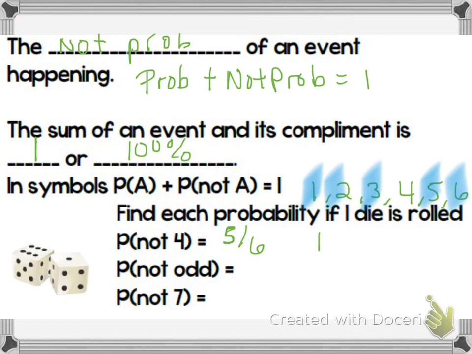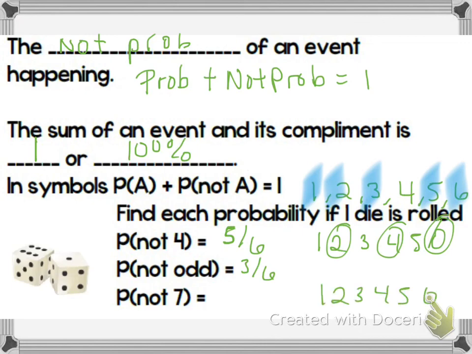Okay, I'm going to do it again for our next one. Not odd. So 6 isn't odd, 4 isn't odd, 2 isn't odd. So that's 3 out of 6. Not 7. Well, this one's easy because they're all not 7. So the probability of us getting that is 6 out of 6, or 100%.